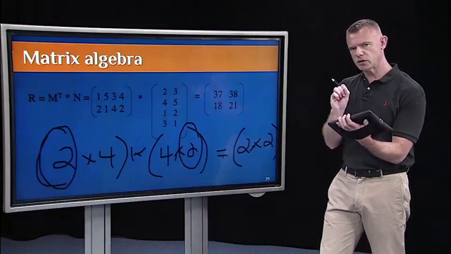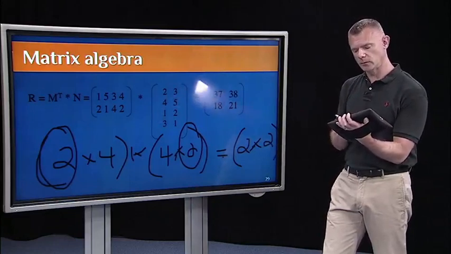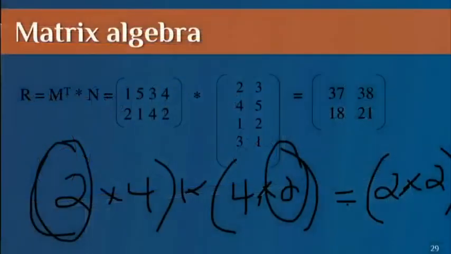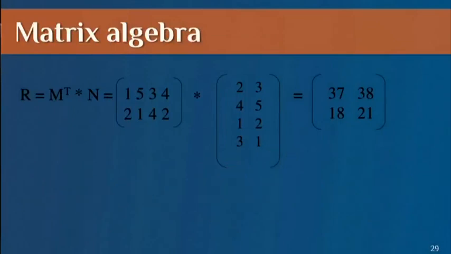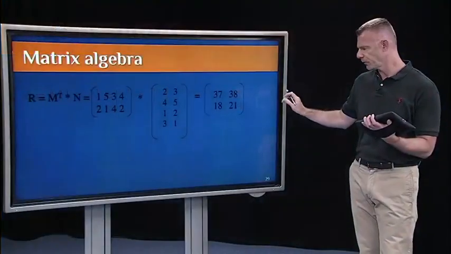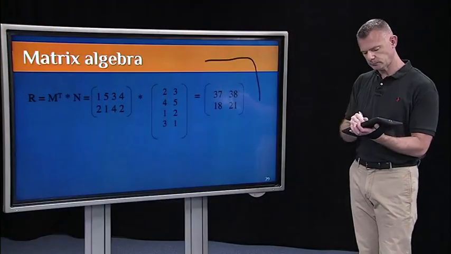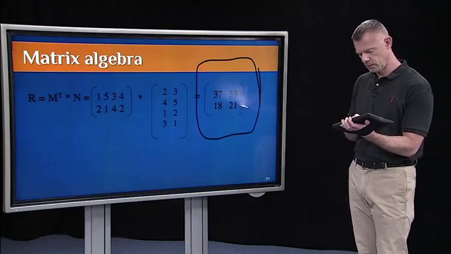That's an easy way to start learning how to do matrix multiplication: think about what the product is going to look like. So if I'm multiplying a 2 by 4 times a 4 by 2, then I know I'm going to wind up with a product matrix that's a 2 by 2. And this is the product out here.